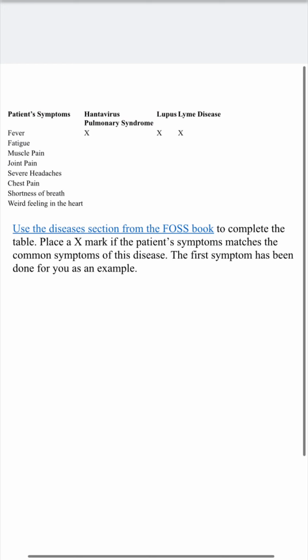Now it's your turn to think and practice. You're going to complete the activity using evidence from the diseases section of the FOSS book to determine what diseases might be causing the patient's symptoms. Go ahead and complete the activity now.